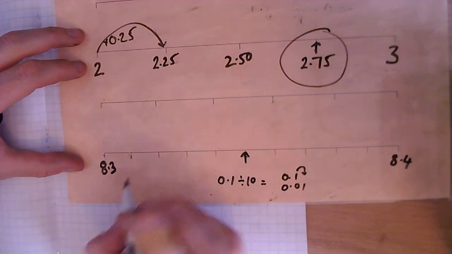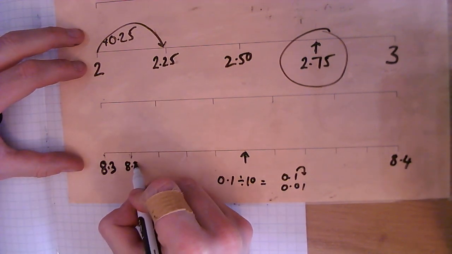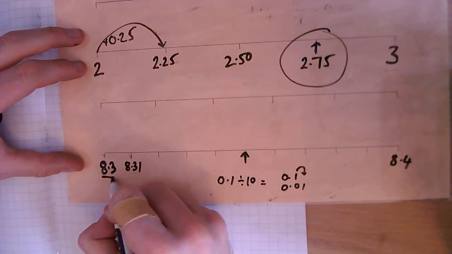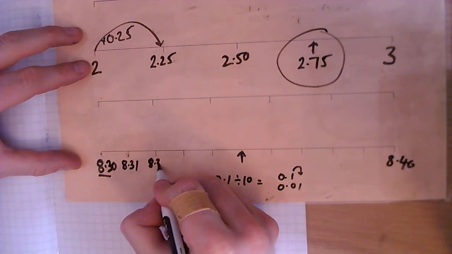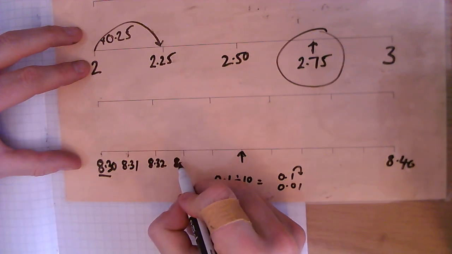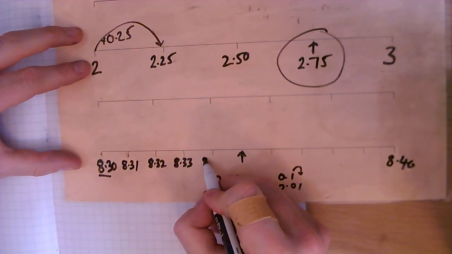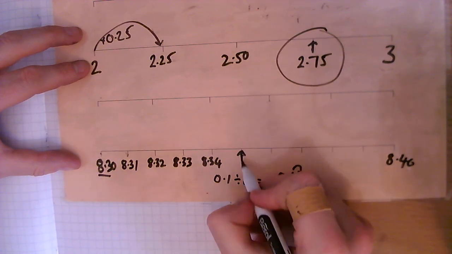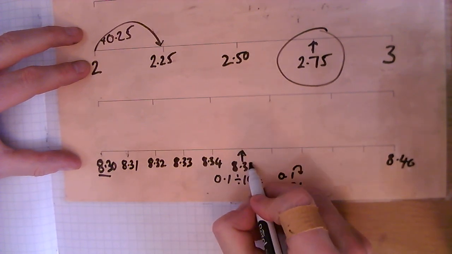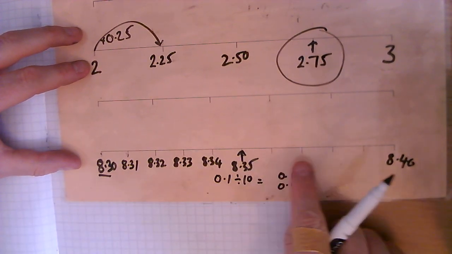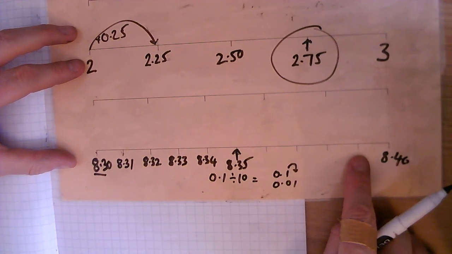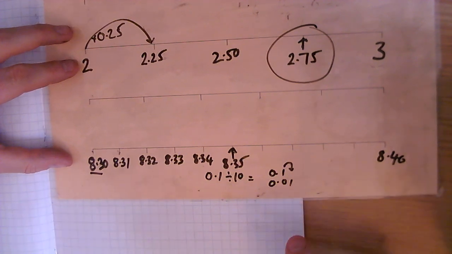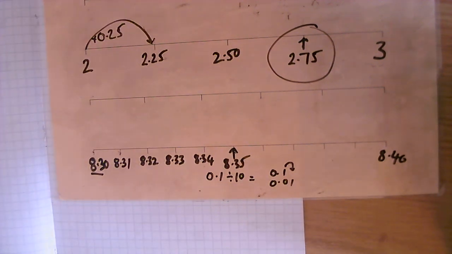So this here is 8.31. Remember, and this would be 8.30. Then we've got 8.32, 8.33, 8.34. So our answer here is 8.35. And we've got 8.36, 8.37, 8.38, 8.39 and 8.4 or 8.40. So that's how we use a number line.